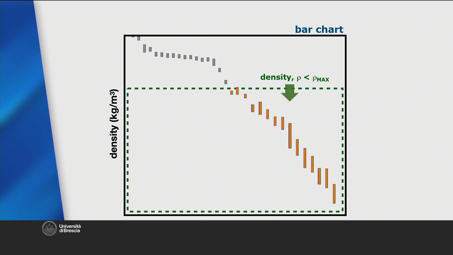The position of the bar in relation to the constraint line is crucial. If the bar lies outside the limit, the material is discarded. If it remains entirely within the established boundaries, it is considered suitable and moves on to the next selection phase.